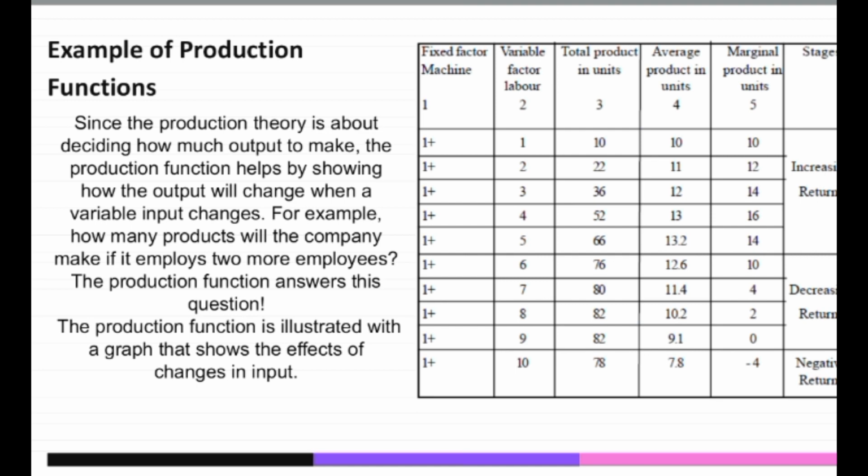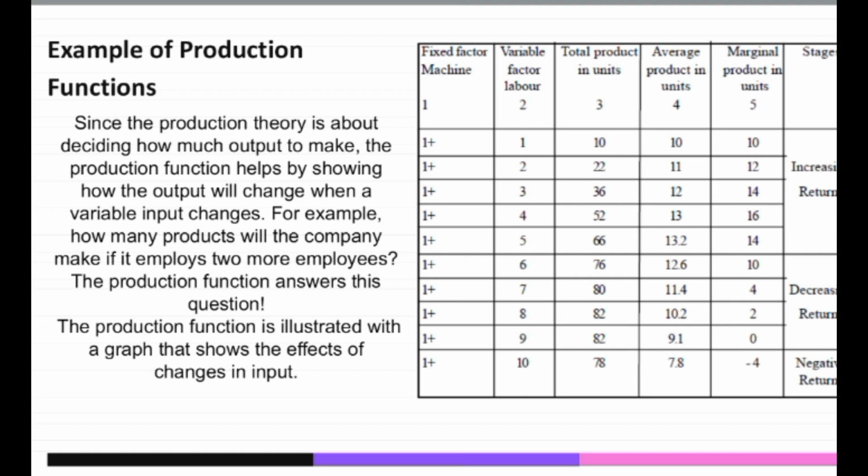So next one we have an example of the production function. Since production theory is about deciding how much output to make, the production function helps by showing how the output will change when a variable input changes. For example, how many products will a company make if it employs two more employees? The production function answers the question. As we can see, the production function helps the company by showing how much output will change with each change in the variable factor: the total product, average product, marginal product.